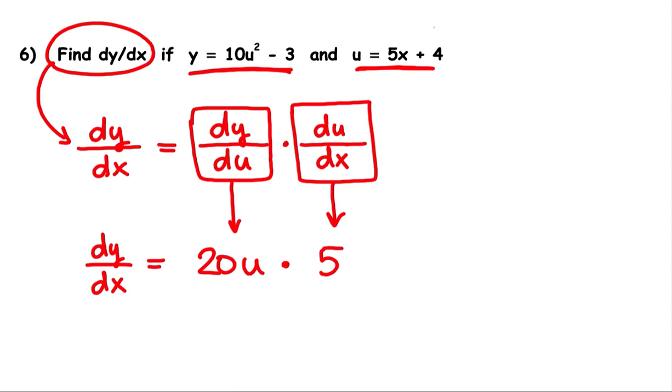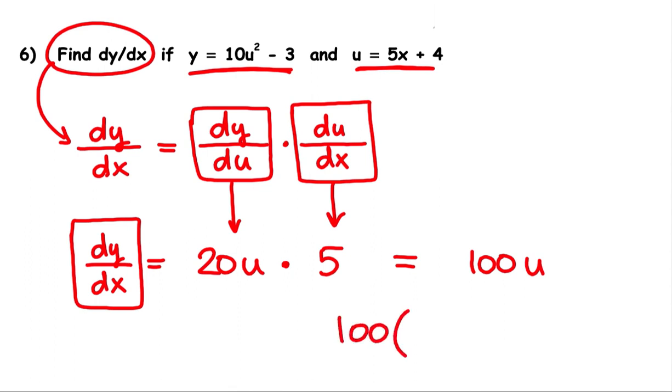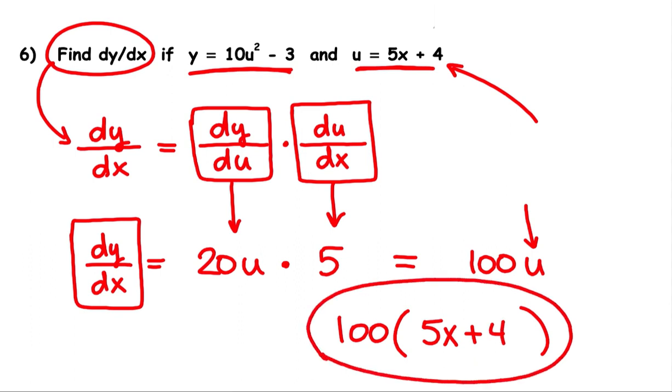So if this is a 3-point problem, and you guys give me 100u, I'll give you 2 out of 3 because that's fairly impressive. But I asked for dy dx. So I expect to have x's in my answer, not u's. But that's easy to fix, because after all, this u right here is just 5x plus 4. Now you've got yourself a 3 out of 3, full credit, because if I want dy dx, I expect x's as the variable. You're welcome to distribute. That's also 500x plus 400. It's not necessary, but equally correct.